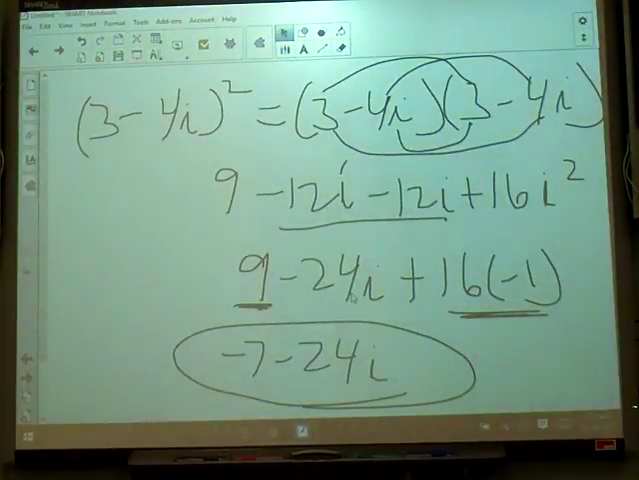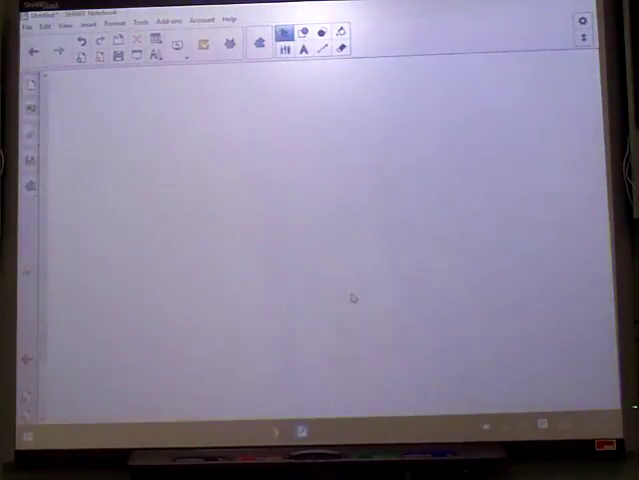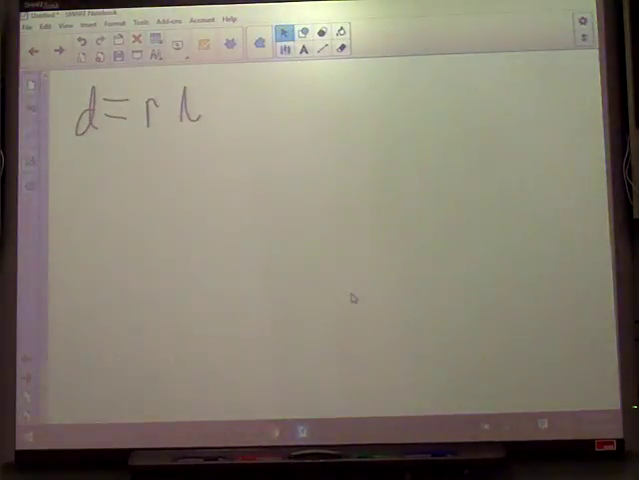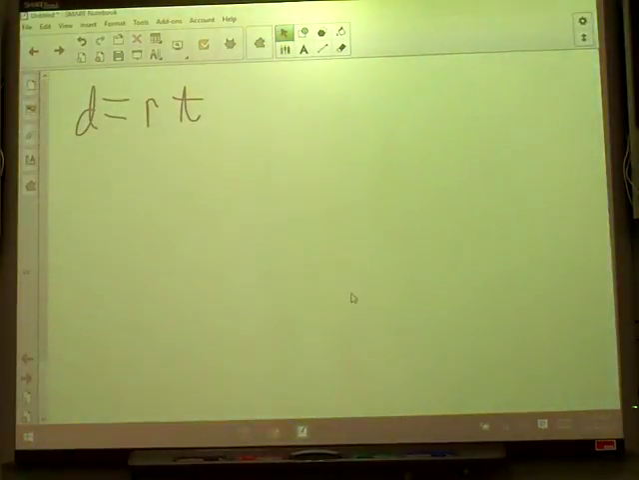128's next. 128, last one. You travel in a car at an average rate of 55 miles an hour on the highway and 35 miles an hour in the city. Anytime you're talking about cars and rates and stuff, you're going to be using distance equals rate times time. Part A, how long does it take you to travel 16.5 highway miles and 7 city miles? So you're trying to find time on this.